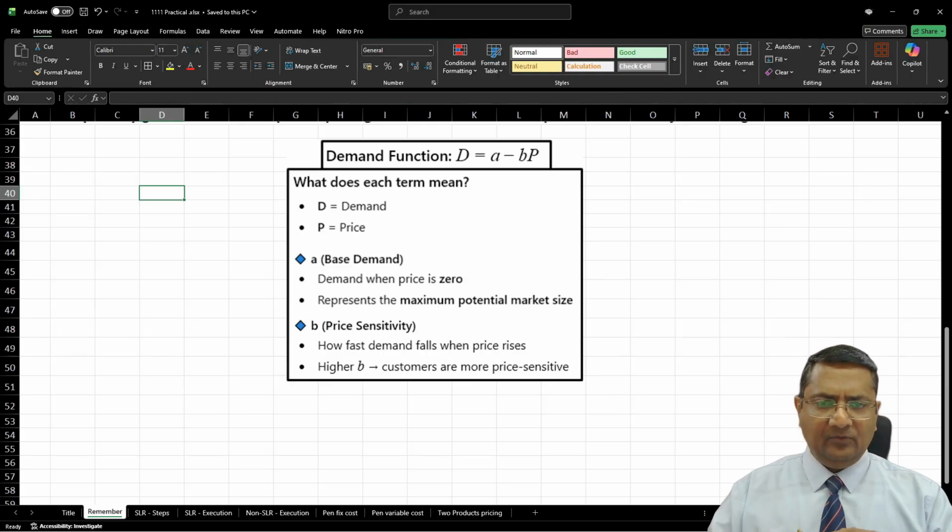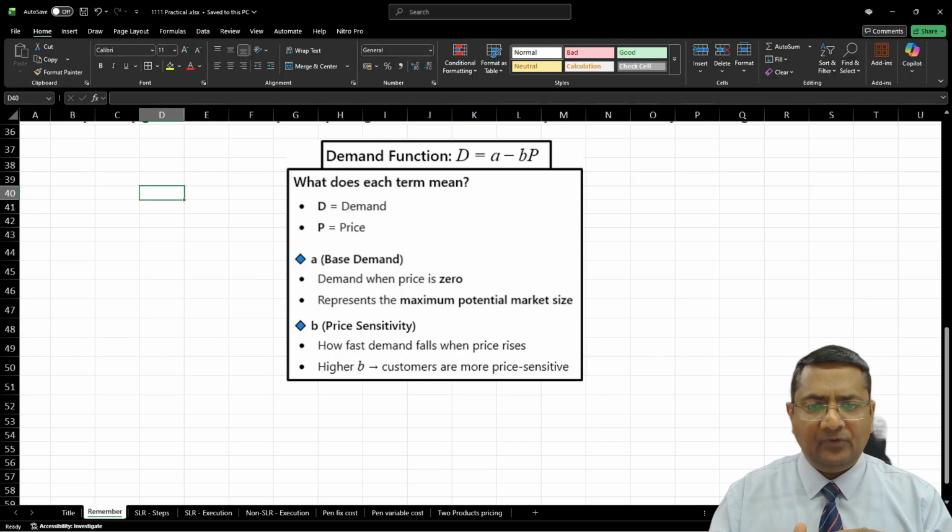as we have learned earlier, when we increase the price, the demand goes down. So when the price is 0, what would be the demand? When the price is 0, the demand we get is the maximum potential market size. B is the price sensitivity, meaning if we increase the price, then the demand will fall. How fast demand falls when the price rises is denoted by B. So a higher B means customers are more price sensitive.